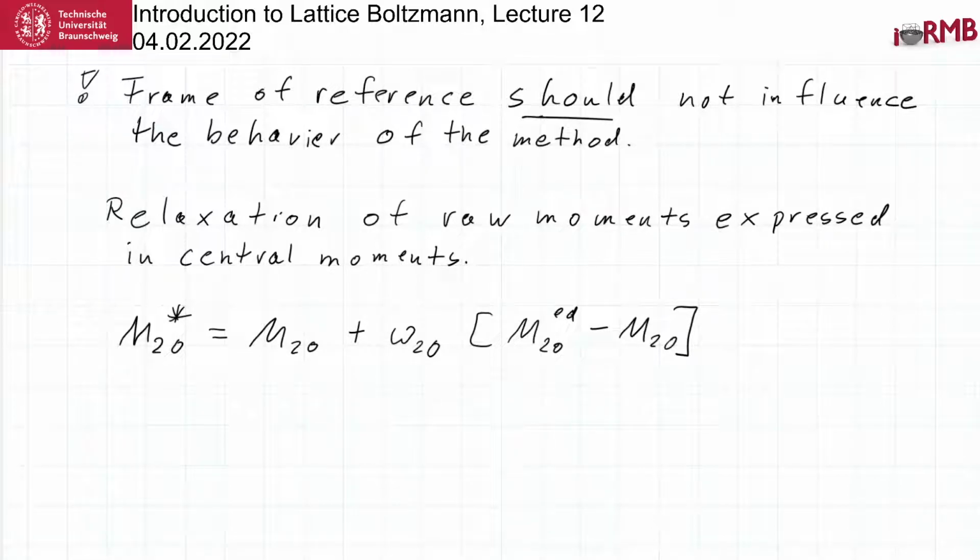Okay, and now we can express all of these in terms of central moments. So we start with the left-hand side where we have the post-collision state, and here we have the post-collision state of the central moment plus u squared rho. This is because u squared doesn't change in the collision and rho doesn't change in the collision. Pre and post collision is the same.